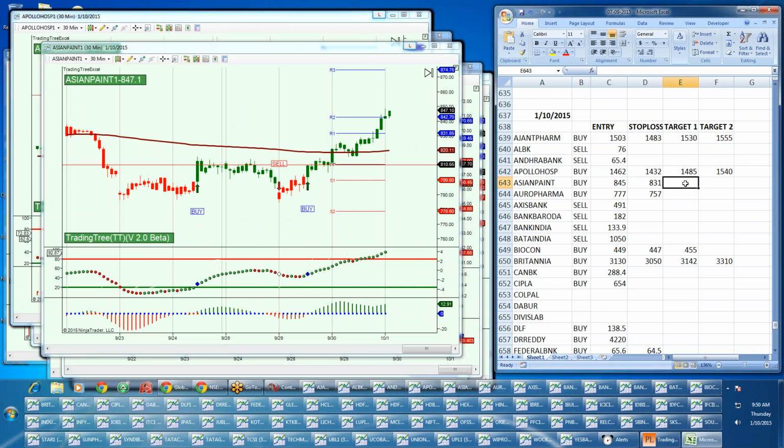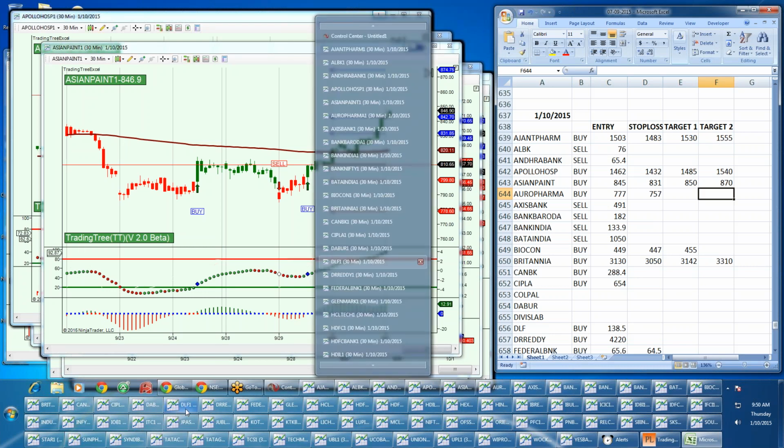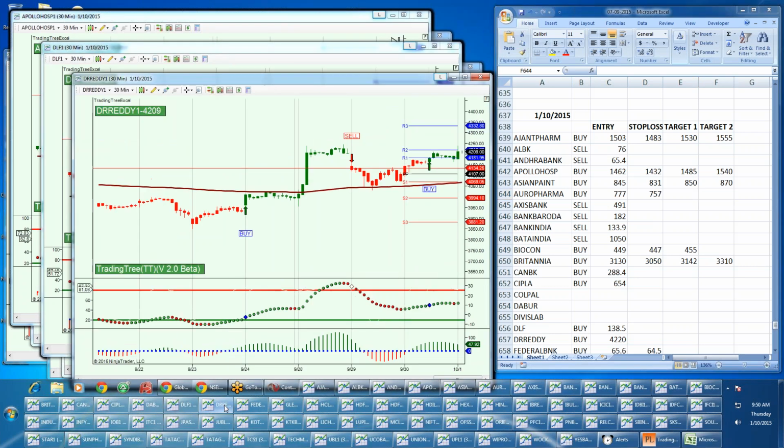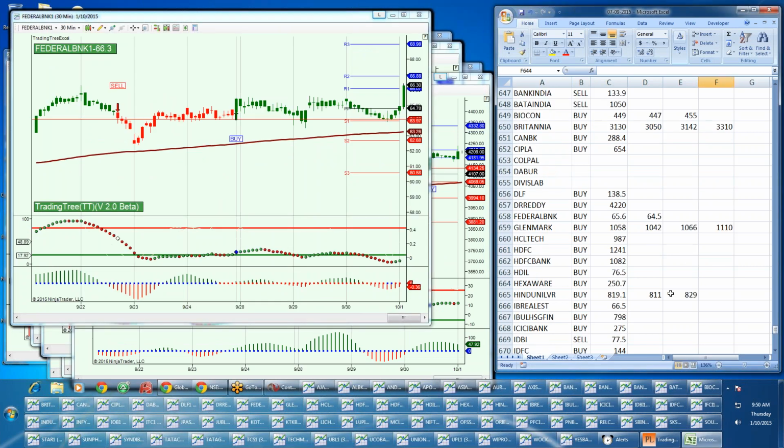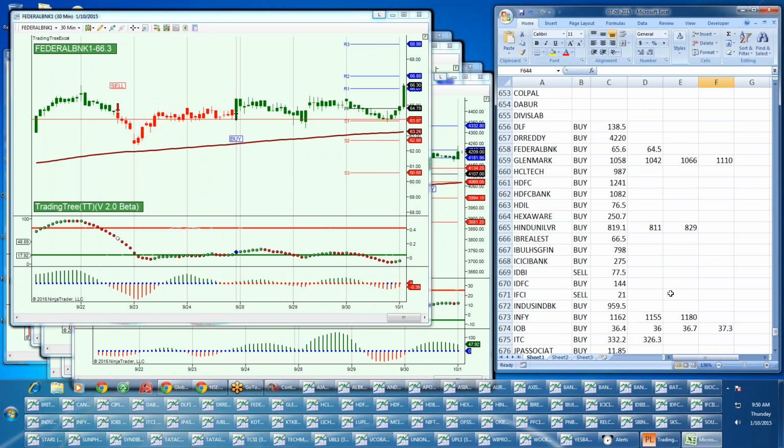So I can book something at 850 and then go on till 870. You can just trail your stop losses. You don't have to really square off your positions. So that's Federal Bank. The first target is done. 66 is your first target. Now 66.80 will be your second target.